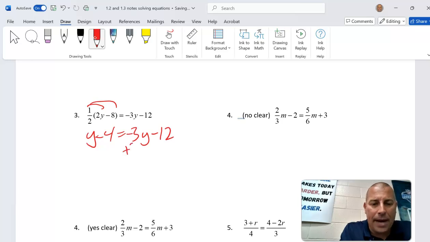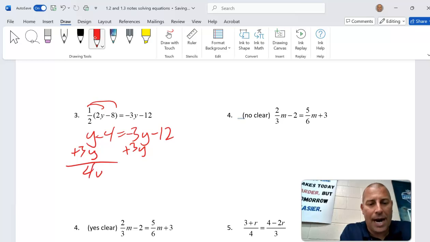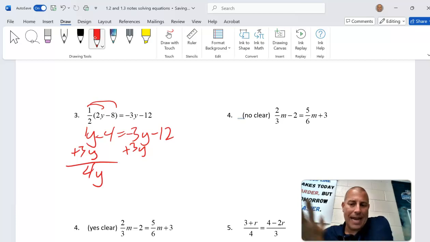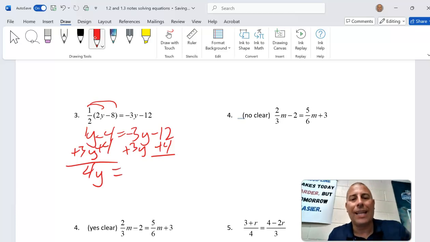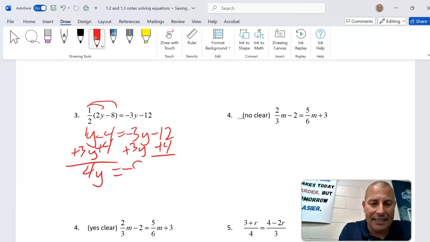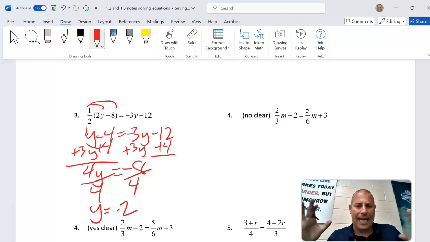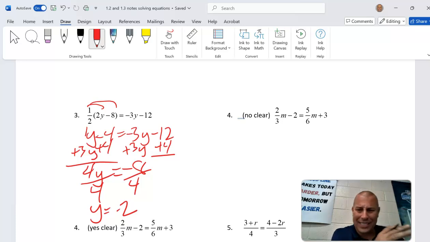So I'm going to add my 3y over, and then that way I can see, oh, I got a positive 4y. Remember, that is a 1y that we have there. And then that allows me now to get my numbers to the other side. So I'm going to add my 4 to both sides, and negative 12 plus 4 is going to give me that negative 8. Divide both sides by 4 and say hello to a negative 2. So again, you can combine like I did. You can rewrite. The main thing is letters to one side and then numbers to the other.